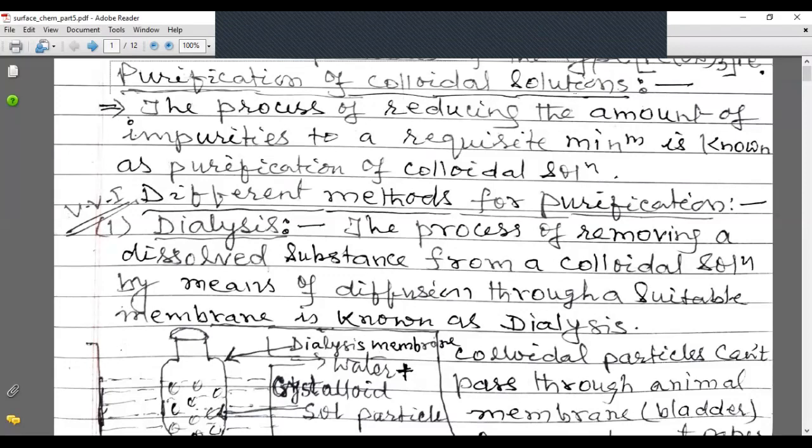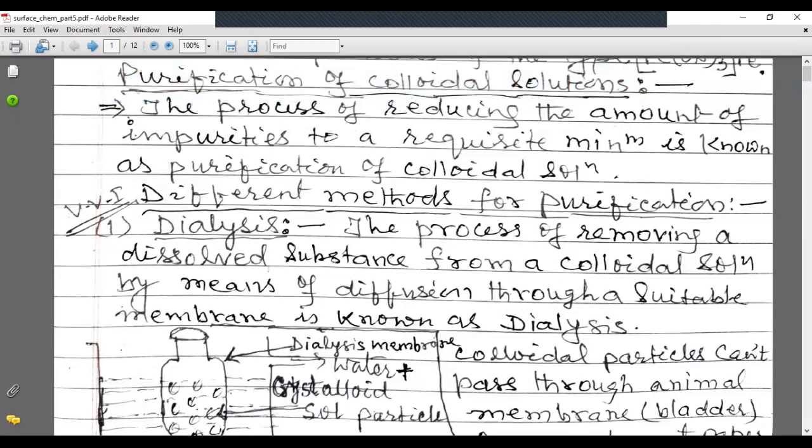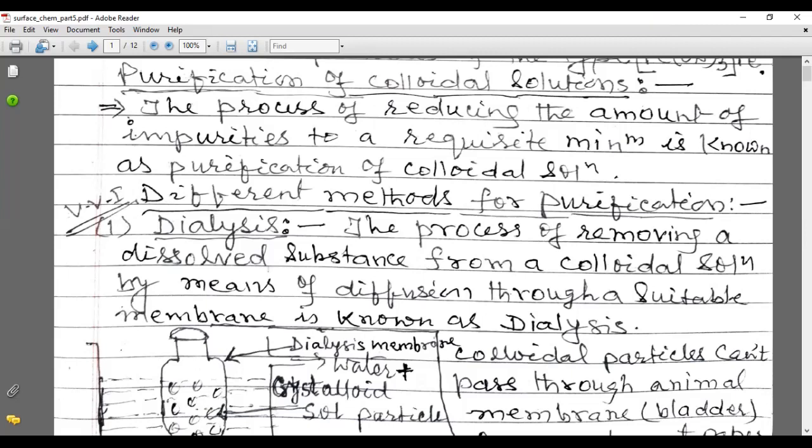Purification is the process of reducing the amount of impurities to a requisite minimum. That is purification. Here purification doesn't mean the removal of all the impurities. Here purification means the process of reducing the amount of impurities to the required minimum extent, which is known as purification of colloidal solution. There are different methods for purification.